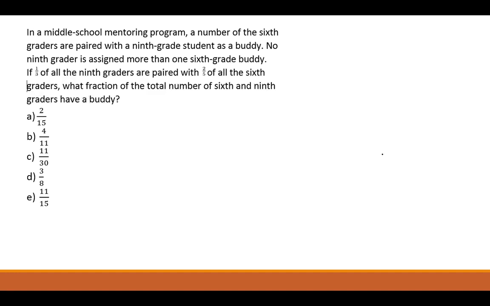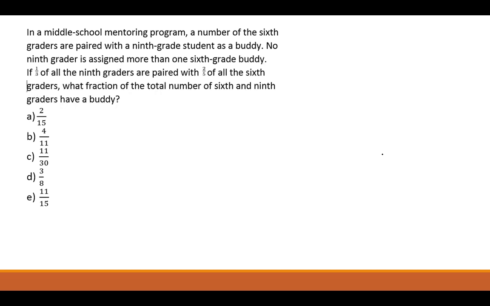Okay, the next question was a little lengthy, but if you keep track of everything properly, you would actually get it. So we are given that in a middle school mentoring program, a number of sixth graders are paired with a ninth grade student as a buddy. No ninth grader is assigned more than one sixth grade buddy. So basically what is happening, when you grow up you'll find out this is called one-to-one mapping. Don't worry about the mapping word. This just says that every sixth grader has only one ninth grader, and every ninth grader has only one sixth grader. So there is only one matching done here.